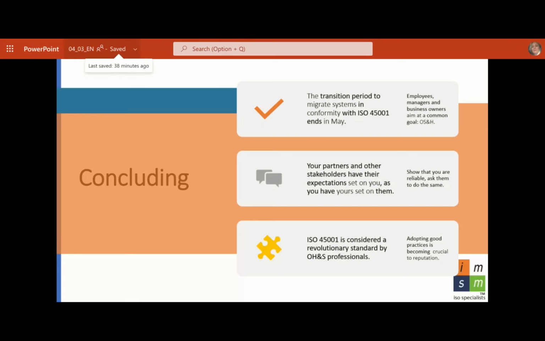Employees, managers, and business owners aim at a common goal with occupational safety and health. Your partners and other stakeholders have their expectations set on you as you have yours set on them. Show that you're reliable. Ask them to do the same. ISO 45001 is considered a revolutionary standard by occupational health and safety professionals. By adopting its goals, its practices is becoming crucial to reputation.